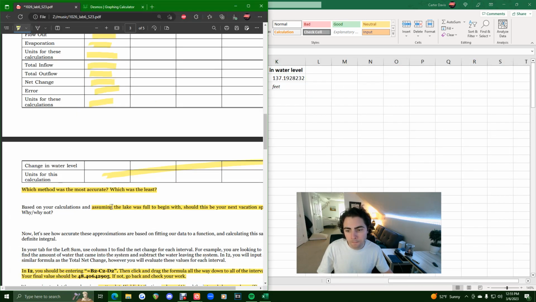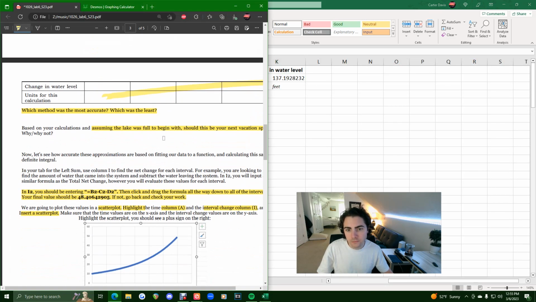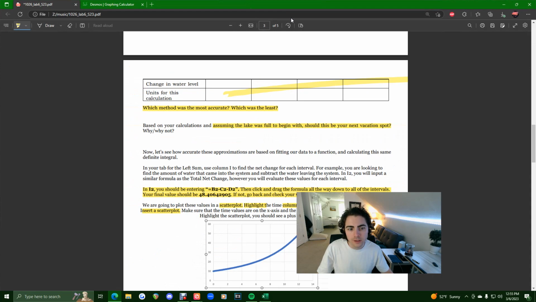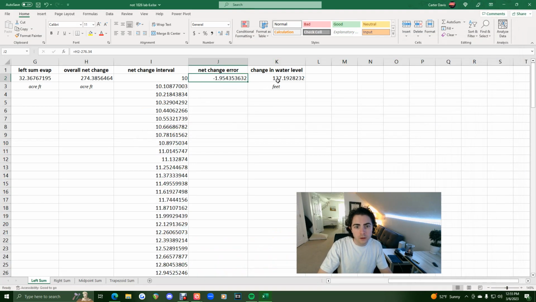Assuming the lake was full to begin with, should this be your next vacation spot? Assuming the lake was full, we could say high tide or something like that. Imagine a full swimming pool, and then over some time, the height of the water rises 137 feet.